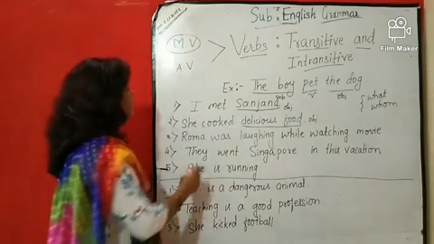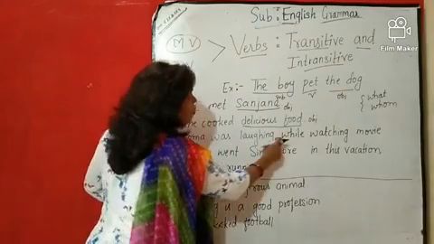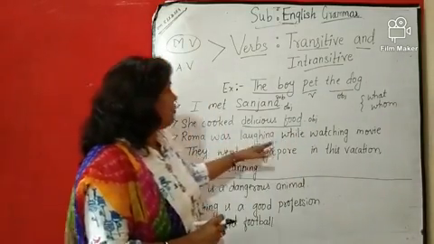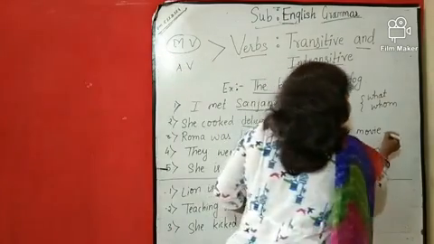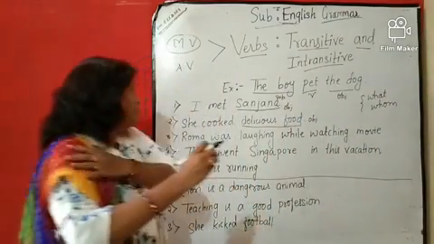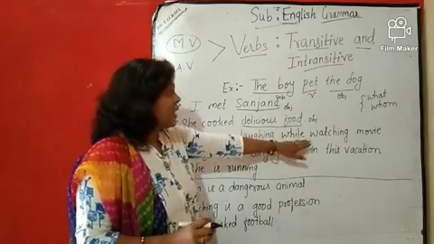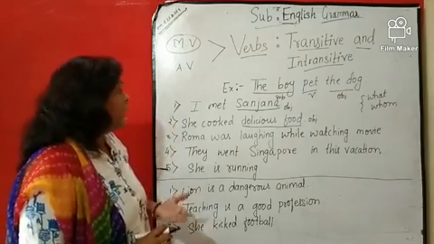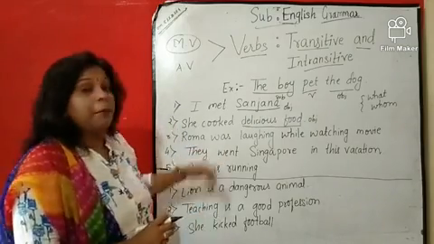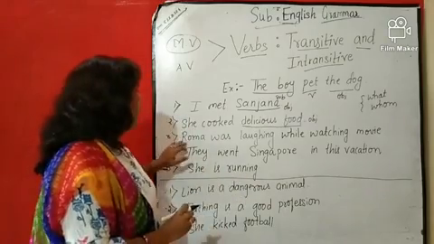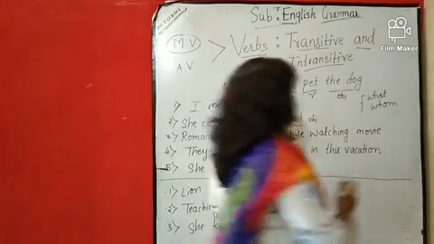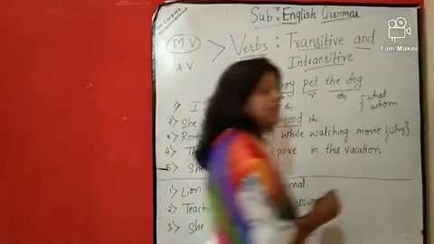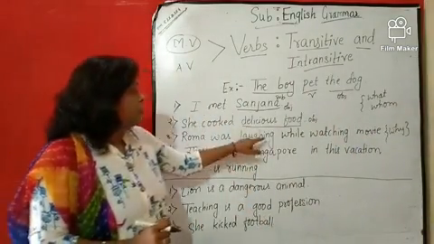Now the third one. Roma was laughing while watching a movie. Now in this sentence, what question? If I ask what, I do not get the answer. If I ask the question whom, that time also I am not getting the answer. So what question do I have to ask? Why was Roma laughing? What question am I asking? Why?